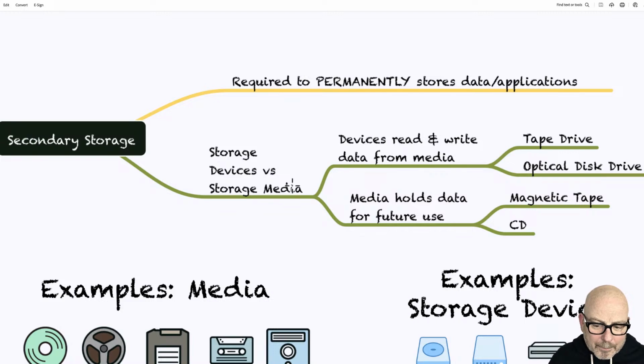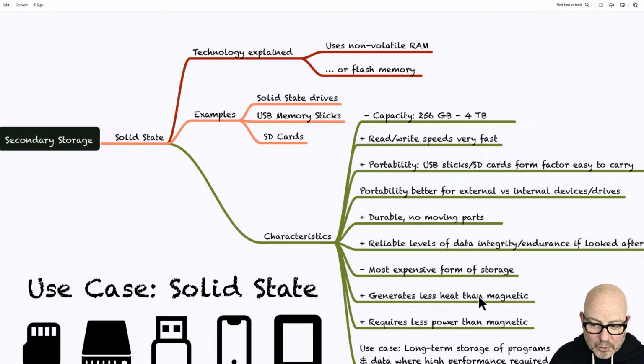So you've got things like tape drive, which is the device, and you've got the optical disk drive, which is the device, and then you've got magnetic tape, which is the media, and you've got CD, which is the media. I hope that makes sense. It's kind of obvious, but sometimes we think about a hard disk drive as just being one thing, but actually it's two separate entities. It's a device which does all the work, plus a medium on which it actually records it. Okay, good. So that's the first and most important statement about secondary storage.